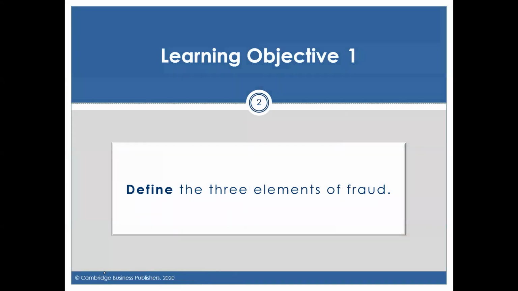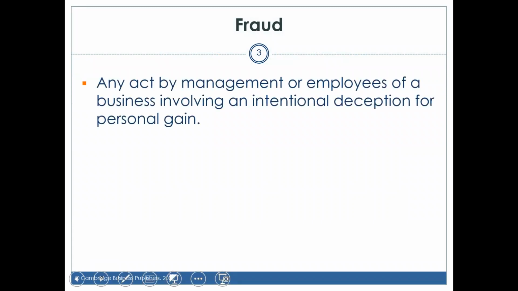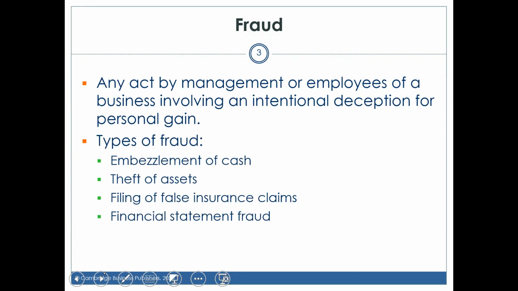So the first thing we have, we learned what fraud is and the 3 elements of the fraud triangle. So fraud is pretty self-explanatory. Basically, it involves an employee of a company trying to steal from the company. So embezzlement of cash, embezzlement is just another word for theft, or stealing inventory or any of the assets. It could be a little more involved than just stealing. It could be filing false insurance claims. I mean, that's essentially stealing, but in a more sophisticated manner.